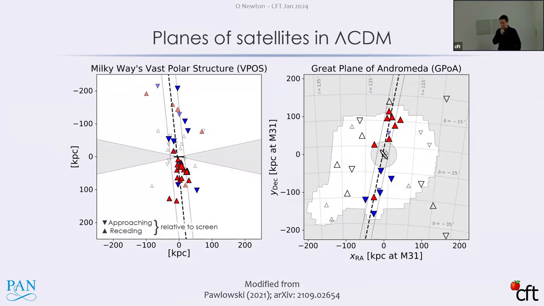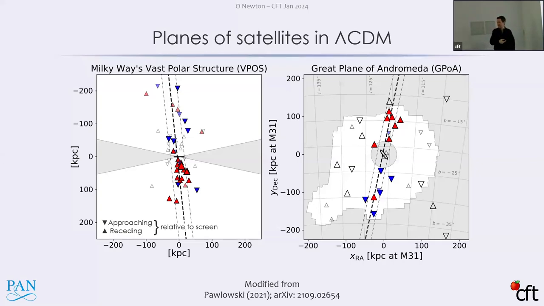This is a currently outstanding problem with the lambda CDM model. What we have here are the observed positions of satellite galaxies around the Milky Way on the left. There's the disk of the Milky Way here, and Andromeda, or M31, the disk of that is over there. Where the satellites are approaching us, relative to the screen at least, I mark them with the outward-facing triangles, and where they're receding from us, I mark them with the upward-facing triangles. What this forms is very thin planes of satellite galaxies. The scale this is on is much larger than the scales that can be affected by the addition of galaxy formation physics, baryonic physics, and so on. So this points back more specifically to problems potentially with the lambda CDM framework itself.